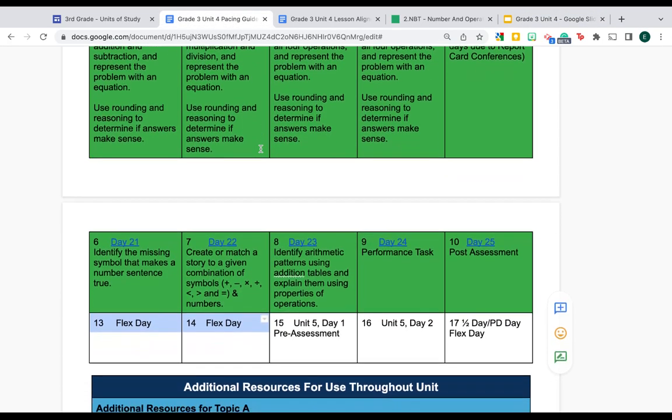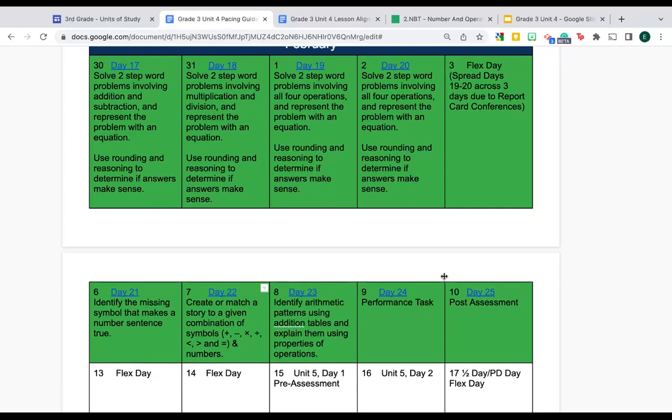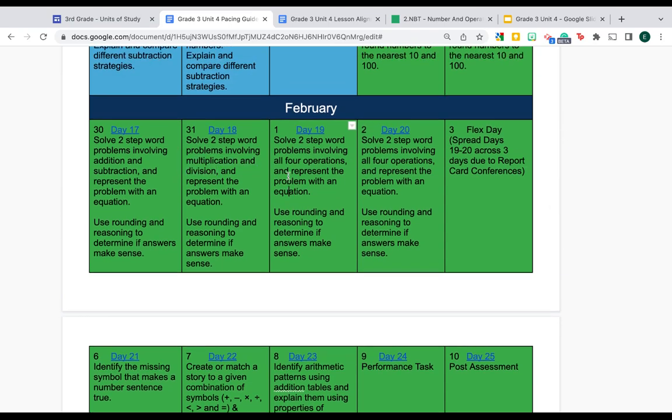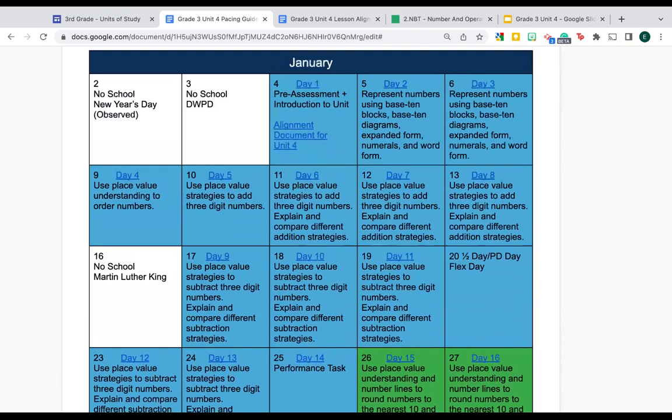Big picture, you have until mid-February to finish up Unit 4. Use opportunities to revisit multiplication and division, and take this opportunity to develop students' place value understanding.